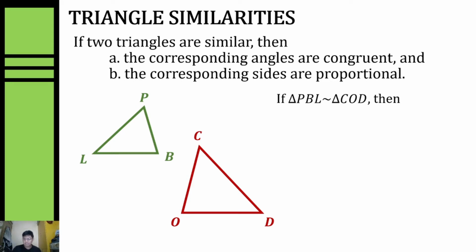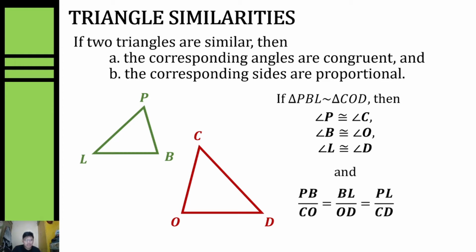So for these two triangles, if triangle PBL is similar to triangle COD, then their corresponding angles are congruent and their corresponding sides are proportional. Now that we know the definition of triangle similarity, let's proceed to some examples in solving similar triangles.